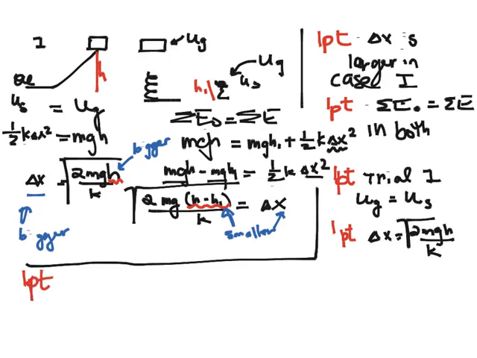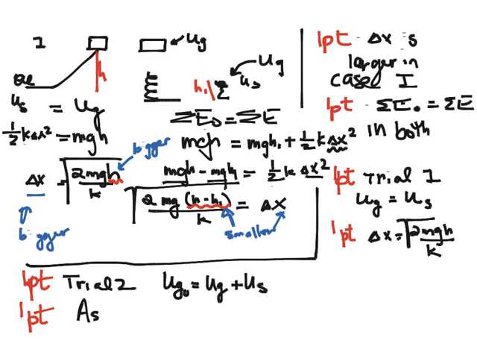You get 1 point for stating that in trial 2, you have Ug at the beginning, and at the end you have Ug and Us. Okay. You get 1 point for saying that you have assumed the spring is not totally compressed.